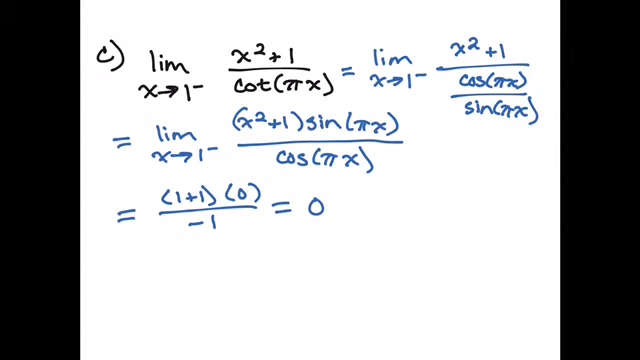Now, does that function have any vertical asymptotes? Yes, just not at 1. Right? Because it is possible for our denominator to be 0, but it's not going to happen at 1.